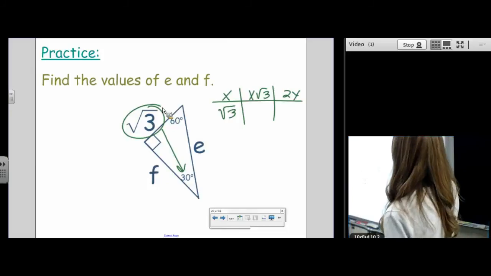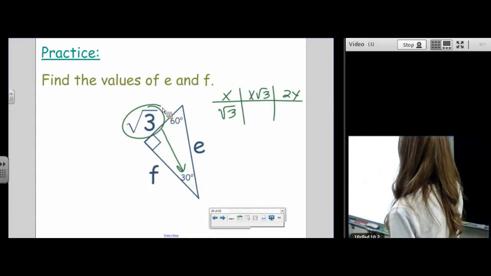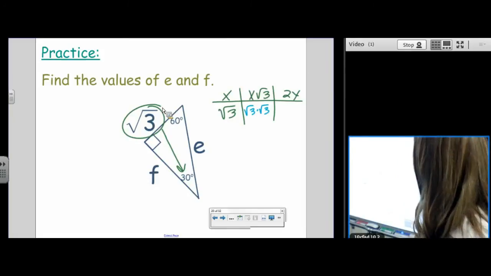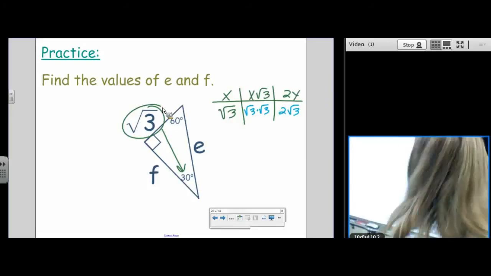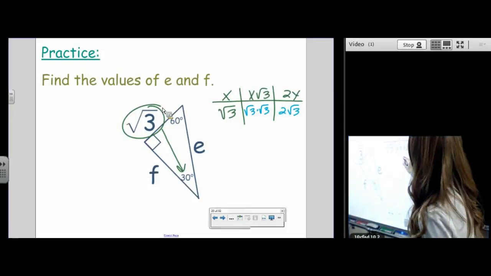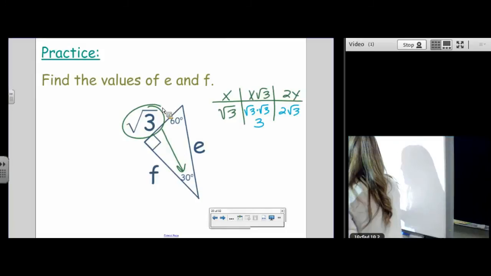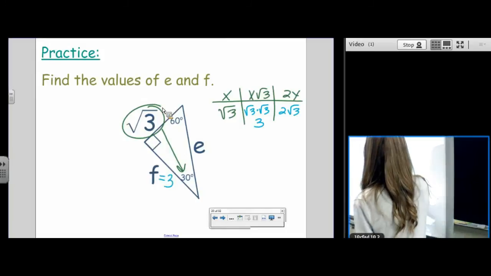It says x times root 3. Well, this is x, and then times root 3. And then it says 2 times x. So I'm just filling out my table. Then you simplify if you need it. What is square root 3 times square root 3? It's 3. So across from 60, it's 3. And across from 90, it's 2 root 3.